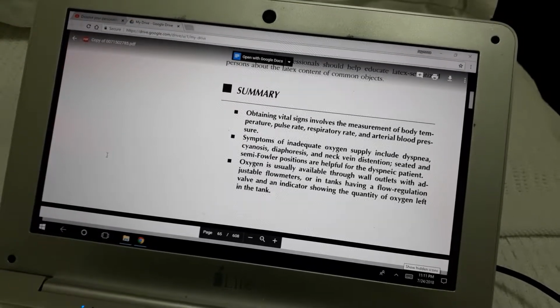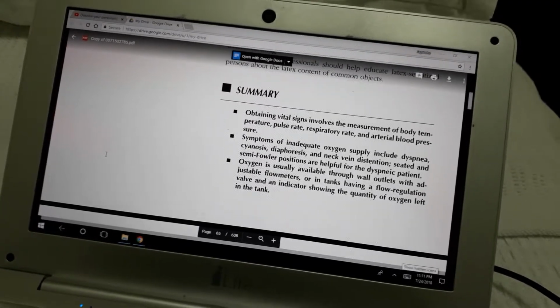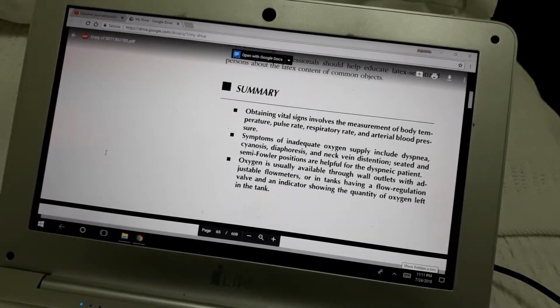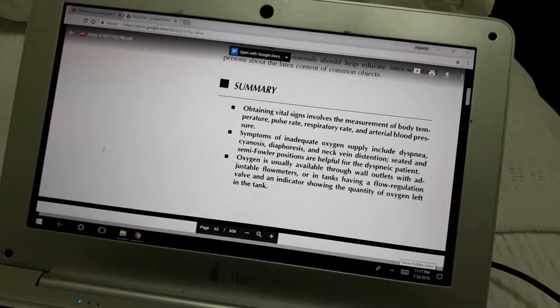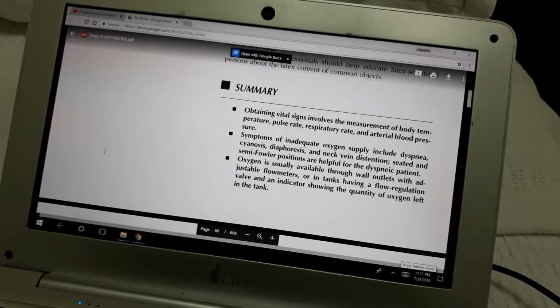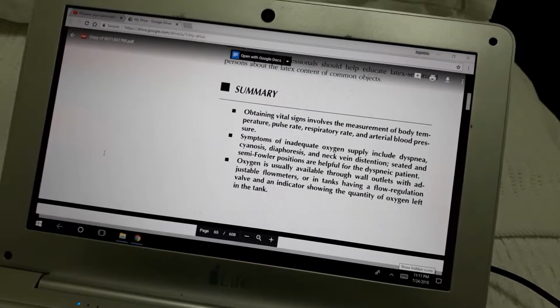Symptoms of inadequate oxygen supply include dyspnea, cyanosis, diaphoresis, and neck pain. Distension, seated, and semi-Fowler positions are helpful for the dyspnea patient.